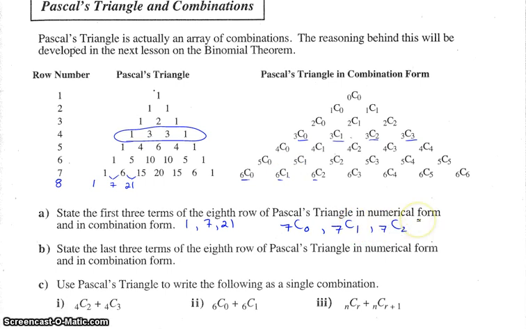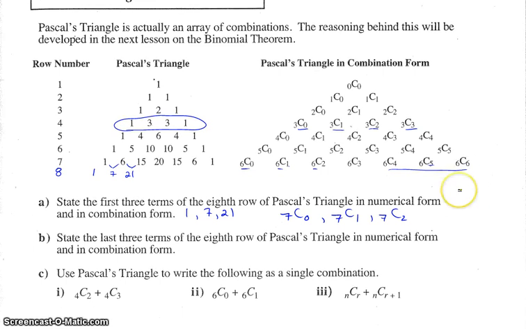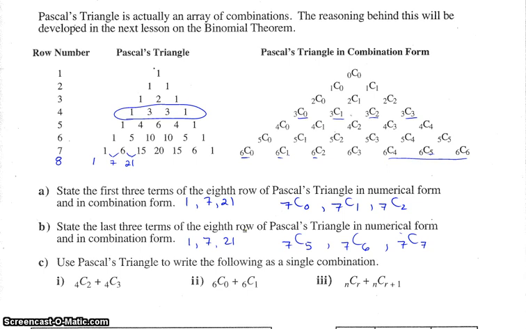All right, now then it asks you to state the last 3 terms in the 8th row. So we're looking at basically these terms, but for the next row. I'm going to start at the end here, so 7 choose 7 should be the last term, right? And then the one before that should be 7 choose 6, and the one before that would be 7 choose 5. Okay, does that make sense? And numerical form, it would be the same as the first 3 terms, wouldn't it? 1, 7, 21.